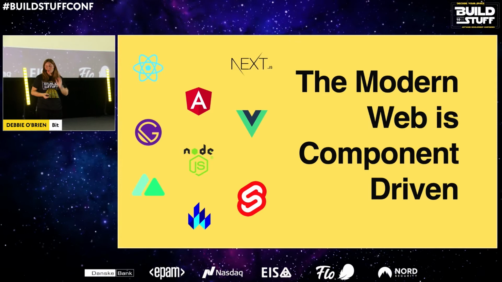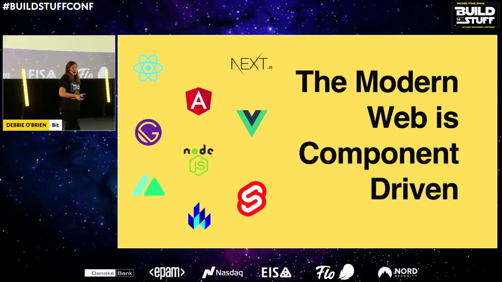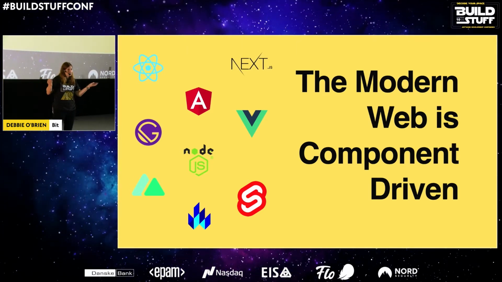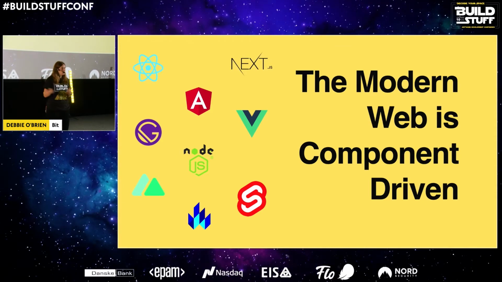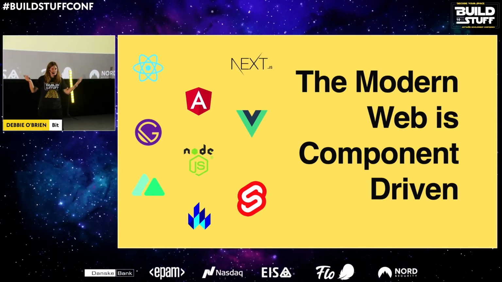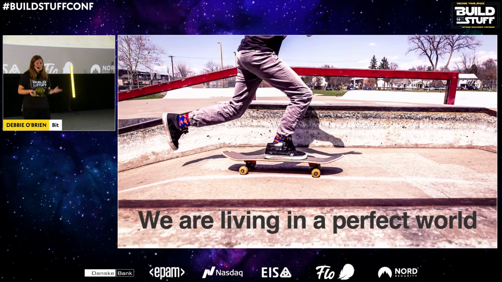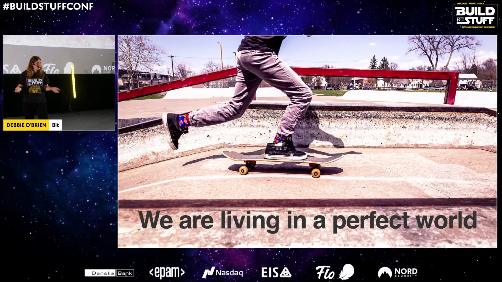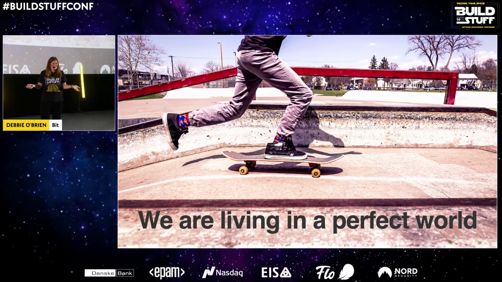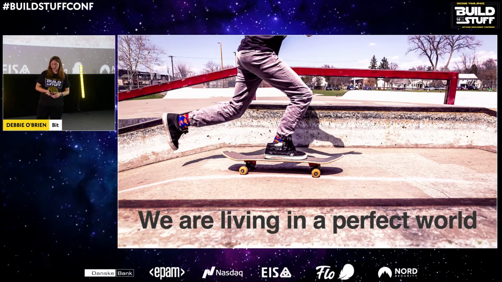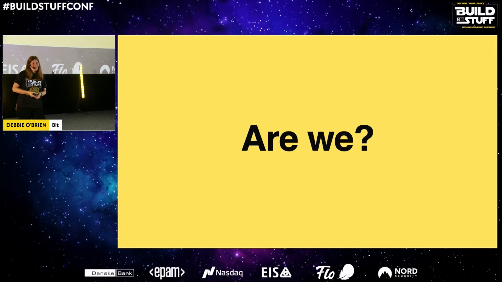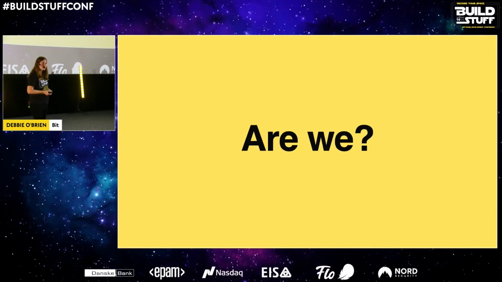Okay, but no, the modern web is component-driven. So we're building applications with React, Next.js, Vue, Svelte. We're building in components. Testing is done in components. Everything is done in components. So I don't need to talk to you today. You know what you're doing. We're living in a perfect world. Everything's great, right? Why are we even here? Why did you come to this talk? Or are we? Is the world really perfect?